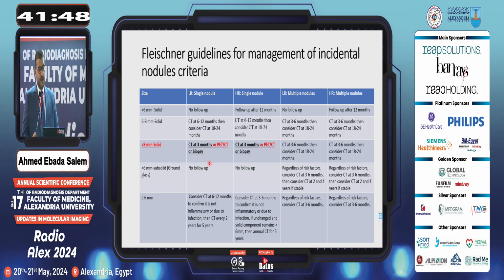Fleischner guidelines, as you can see, stratify nodules based on the risk, based on the number. I want to emphasize that the size of the nodule has to be more than 8 millimeters and has to be solid in attenuation. If that's the case, PET-CT can be useful in those cases. Anything that is not solid or less than 8 millimeters, PET-CT will be very limited.